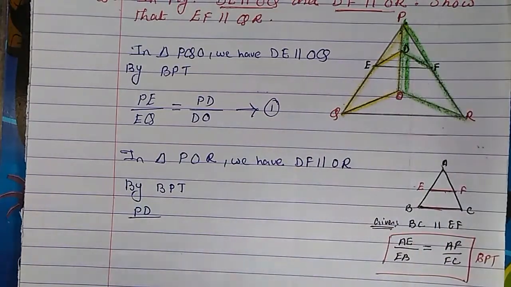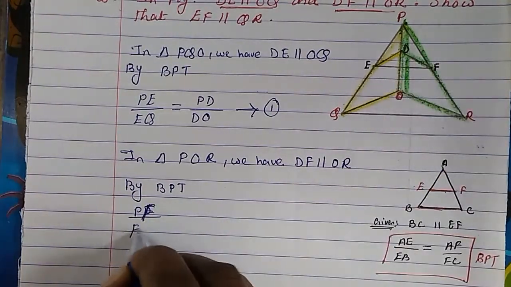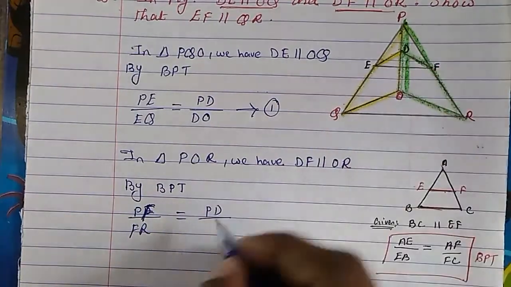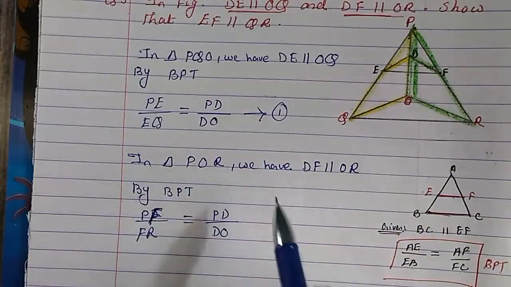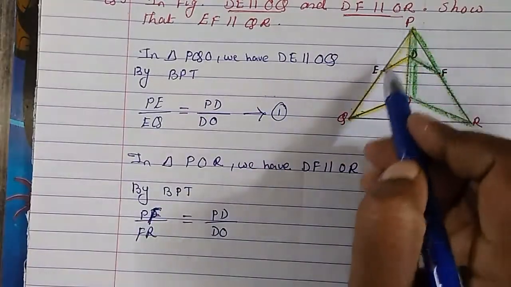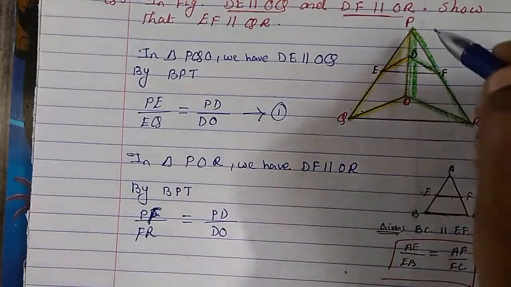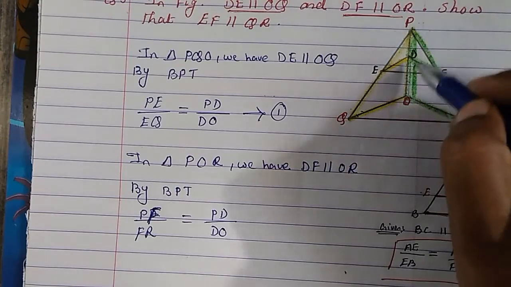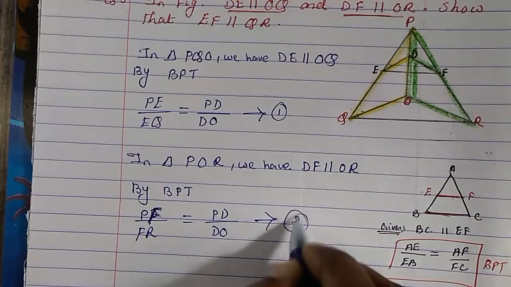So let's take PF upon FR will be equal to PD upon DO. Why? So that it comes in the same direction, otherwise it will become opposite. First we wrote the outside, PE upon EQ, then PD upon DO. In the same way, for this side we will take the outside first: PF upon FR equals PD upon DO, so that we get the same side. So this becomes equation 2.